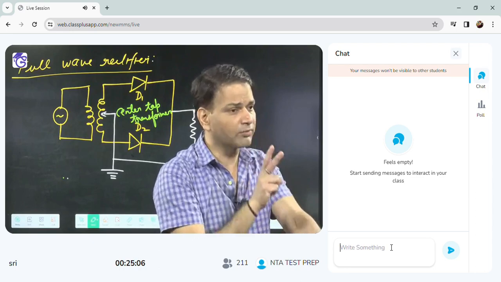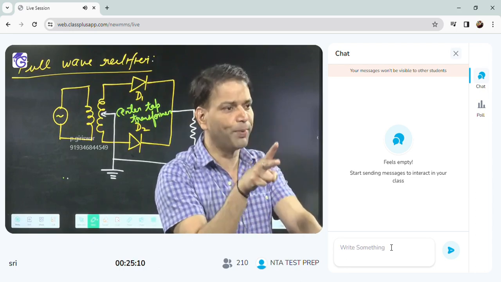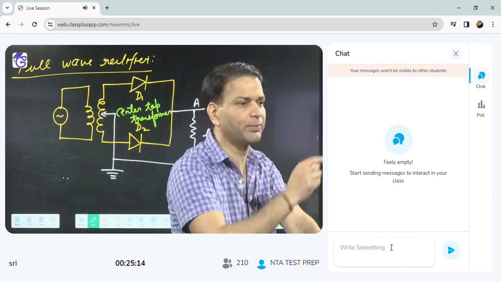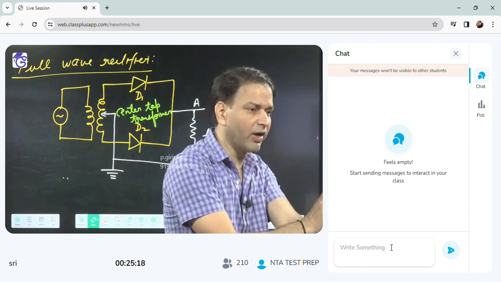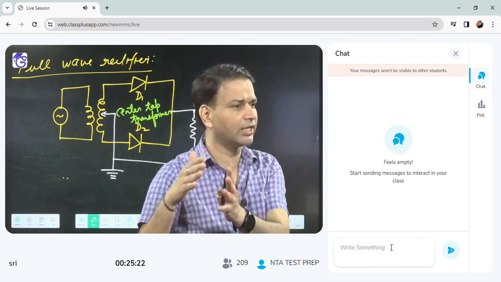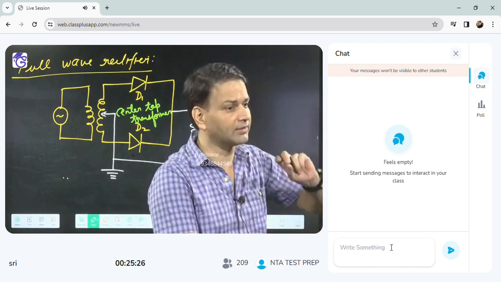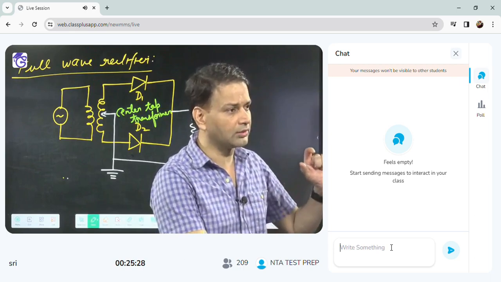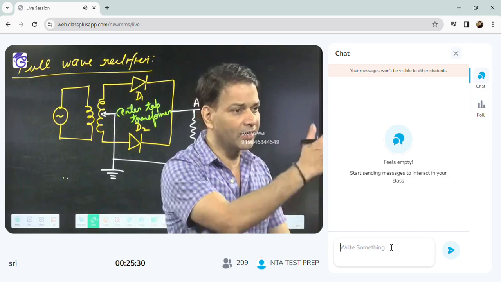So what is the meaning of center tap? Center tap means we are dividing the secondary winding into two equal parts. Transformer, I think everybody knows. Suppose the secondary winding has 1,000 turns. Center tapping will divide the whole turns into 500 and 500.